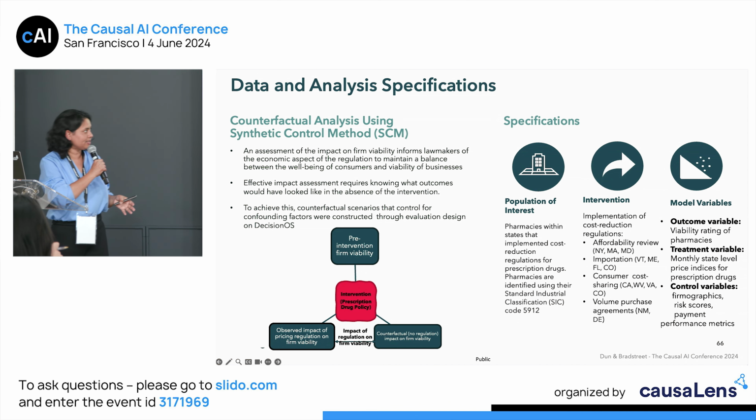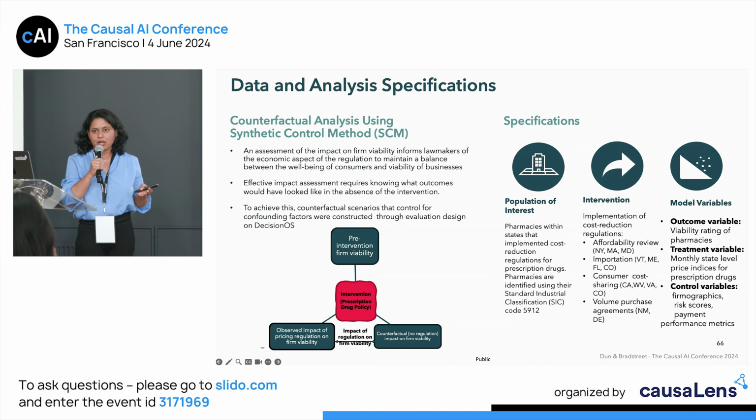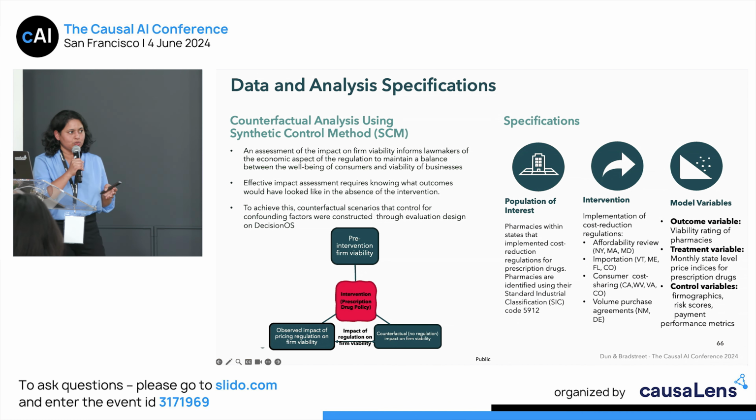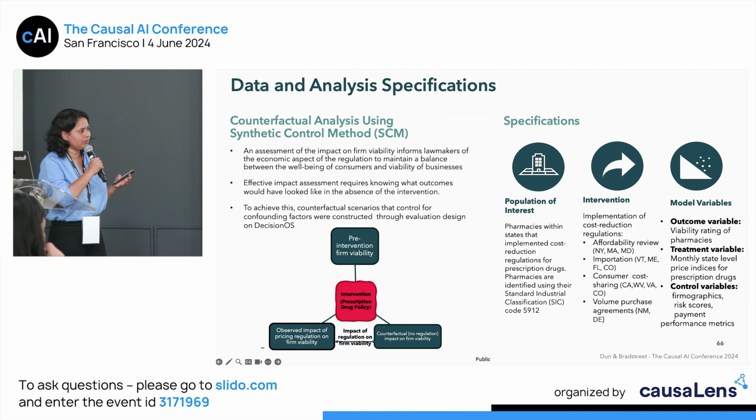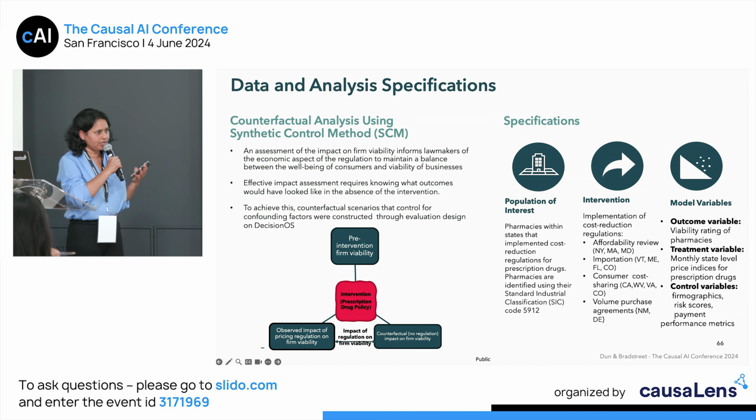Now I go to the data specifications. I already said the population of interest was the pharmacies, and so we selected pharmacies from different states. I'm not going into the sampling right now. We had some selected characteristics of pharmacies that we selected from these treated states and control states.